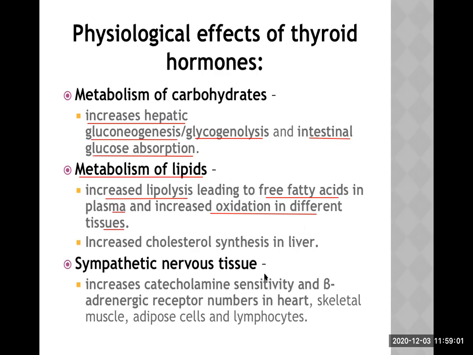In case of the sympathetic nervous system or sympathetic nervous tissue, thyroid hormone increases catecholamine sensitivity and beta adrenergic receptor number. That's why it causes tachycardia, it causes palpitation, and all those problems. So these are very, very important functions you should never forget.